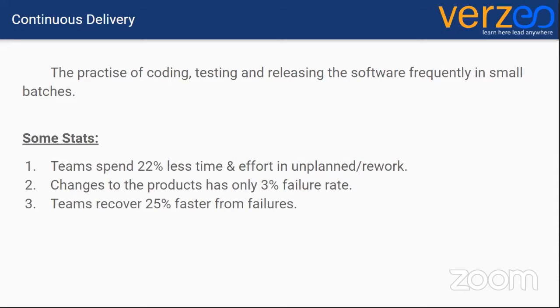And the third thing: teams recover 25% faster from failures. The points 2 and 3 are actually interconnected. For example, as per DevOps policy, if I fail, the entire team fails. If I introduce a bug in the product, the entire team fails. So what am I supposed to do? I'm supposed to make sure that the failure is less. That is what DevOps says. If you do continuous delivery, the failure is less, and it is very easy for you to recover fast.